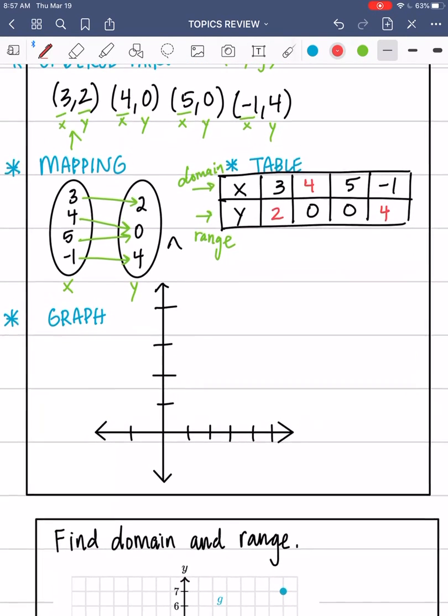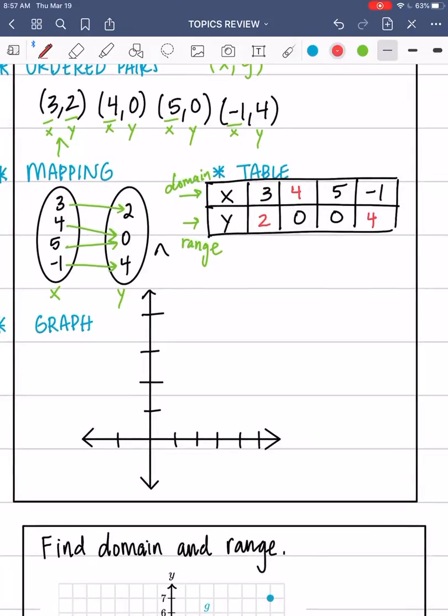Okay, and then as a graph, we can also put these on a graph. So the ordered pair 3, 2 is 3 to the right, because these are x's and these are y's. So x goes side to side. So we have to go over 3, up 2. So here's the point 3, 2. 4, 0 is over 4, and then we don't have to go up or down at all. 5, 0 is right here. And negative 1, 4 is all the way up here. Here's negative 1, 4. So there's all 4 of our points that we've assigned. Okay?